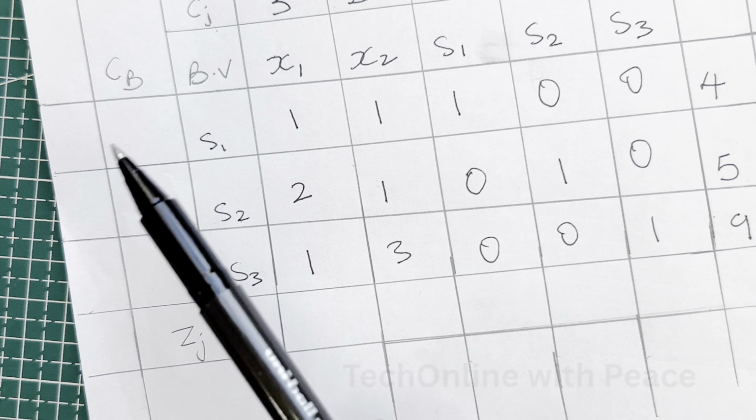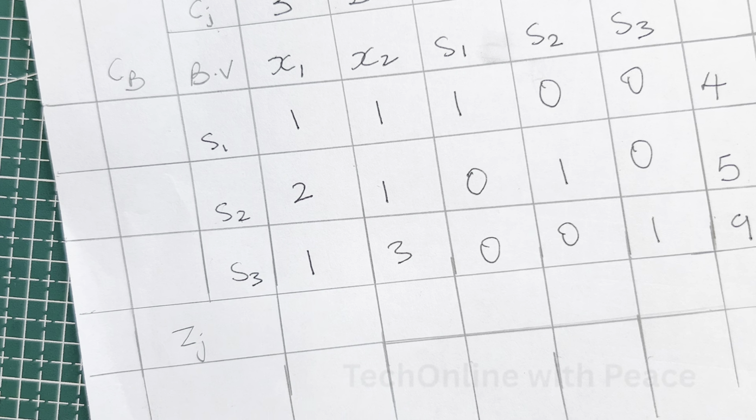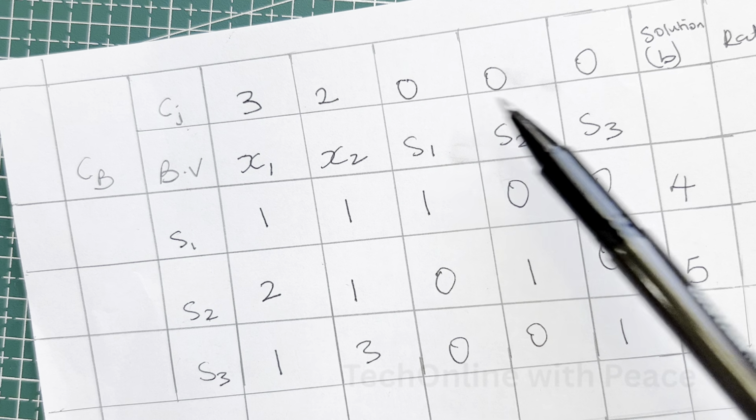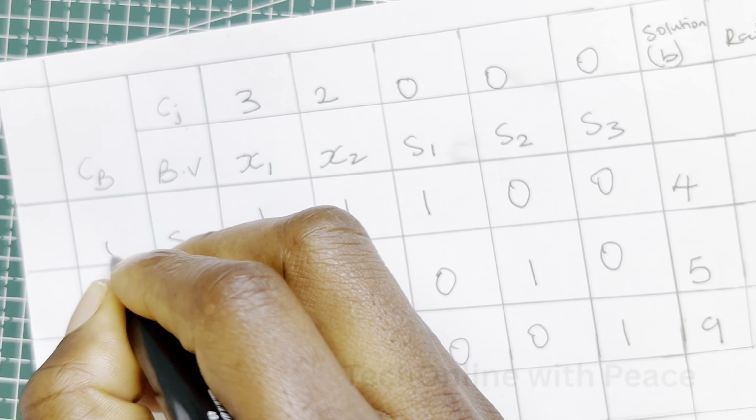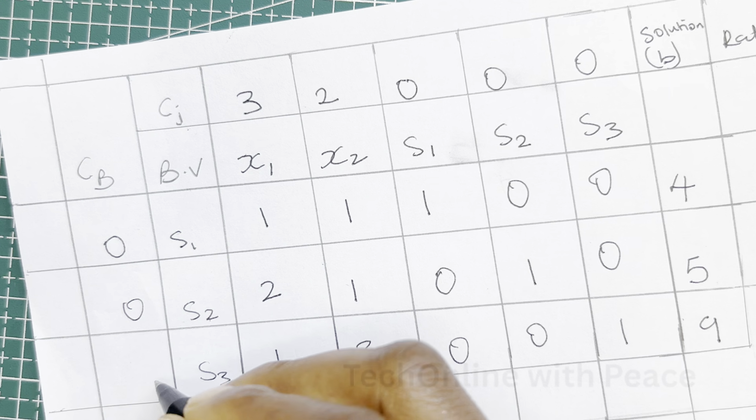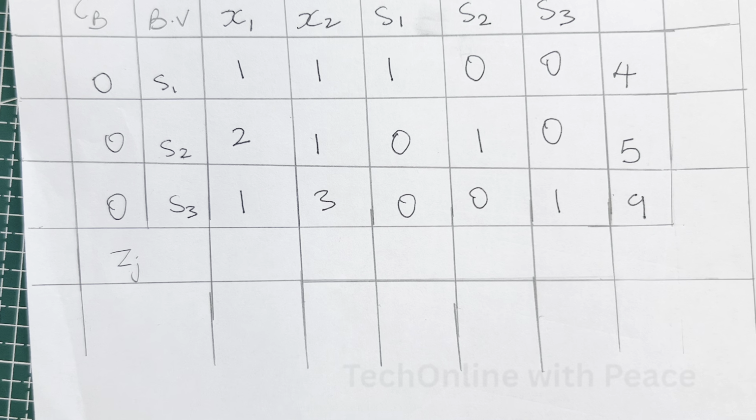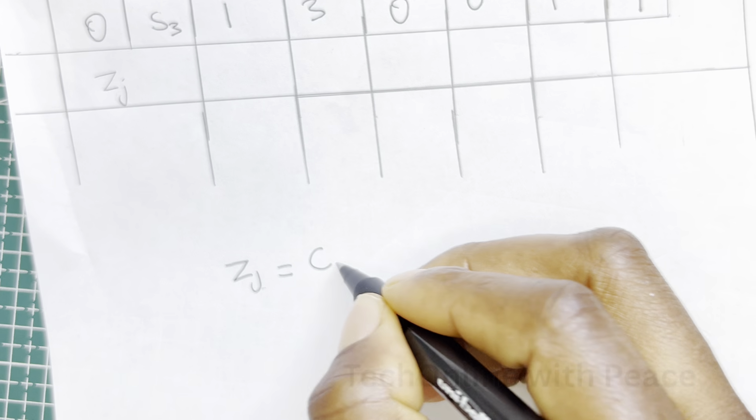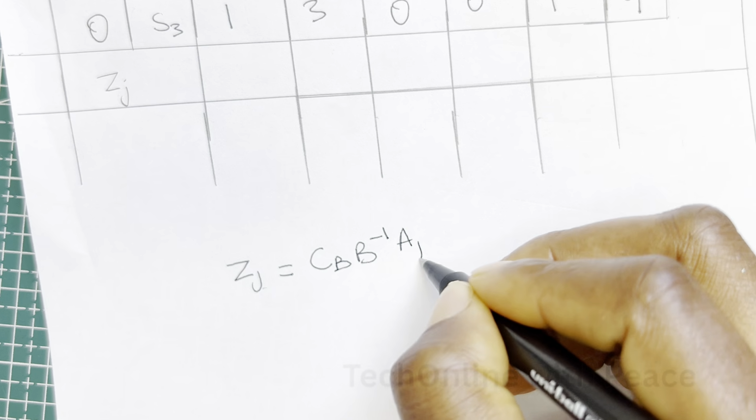So we need to find the coefficients of x1, x2, and x3. From the objective function, the coefficient of x1 is 0, x2 is 0, x3 is 0. So we represent it here: 0, 0, and 0. The next step is to find our value of zj, and to find zj, we have a formula for that: zj equals cb times the inverse of b times aj.